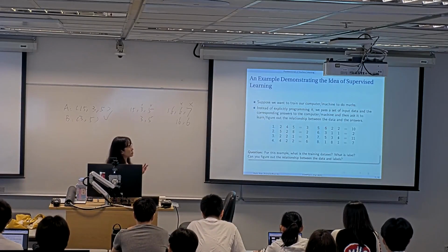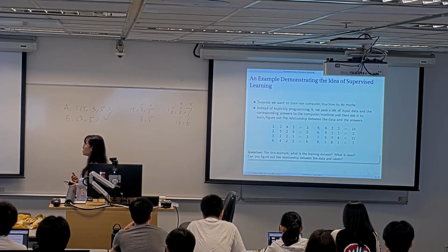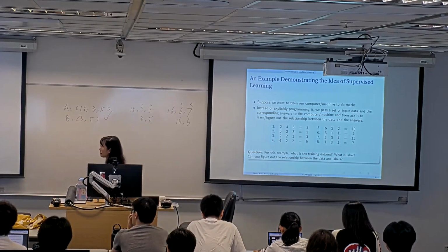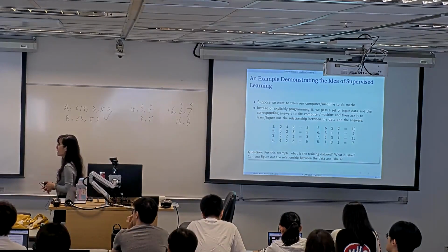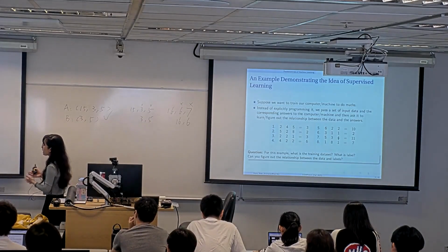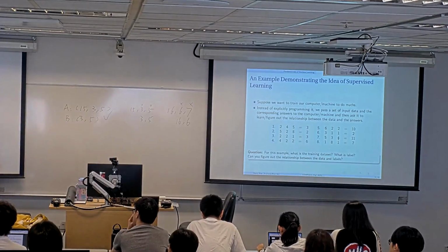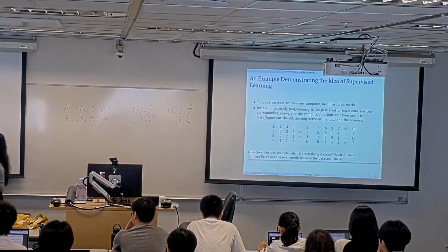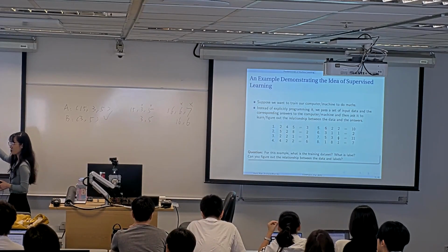Here is an example demonstrating the idea of supervised learning. Suppose now we want to train our machine to do some math. And instead of explicitly programming it, we use the machine learning idea. So we pass a set of input data and the corresponding answers to the machine, and then we ask it to figure out the relationship between the data and the answers. Like here, we have 8 math formulas, of course incomplete ones. We don't know what the operations are because we want the machine to learn that. In total, we have 8 data samples.